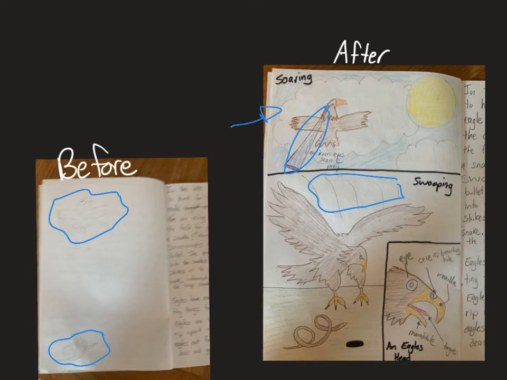And then I had some extra space, and you can do this. You can section off a part of your page and add a diagram. So I thought I would label some of the things.